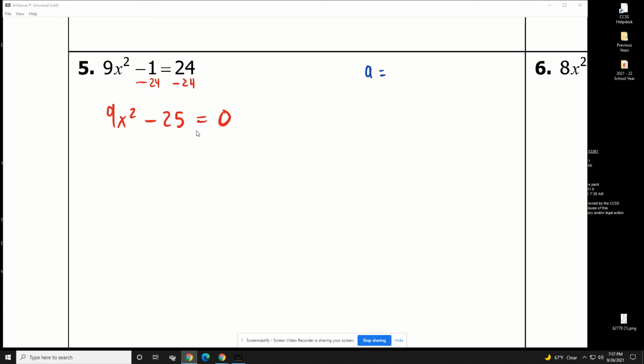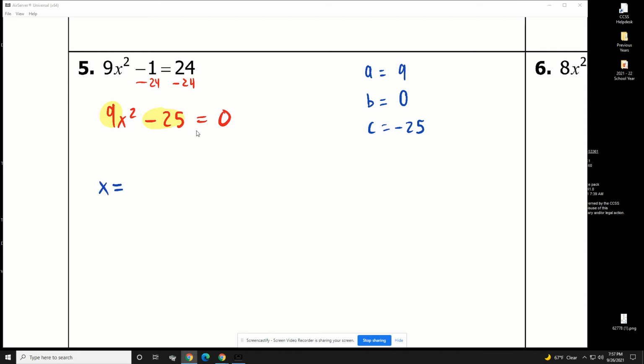Well, remember, a is your x squared coefficient, so that's 9. What is b? B is usually my x coefficient, and there is no x, so we put a 0 there. And then finally, what's c? Well, that's your constant. That's your negative 25. So here we go. Let's see what happens when b is 0.